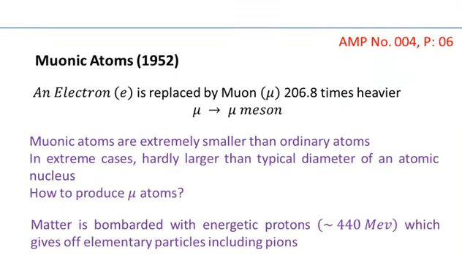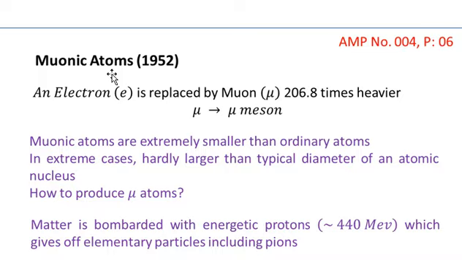Now I am going to discuss the muonic atoms. The discovery of muonic atoms was reported in the year 1952. In an ordinary atom or ion, we have electrons surrounding the nucleus or revolving around the nucleus. But in muonic atoms, instead of an electron, we talk about a heavier particle, which we call a muon, which has the same charge as that of the electron, but its mass is 207 times greater than the mass of the electron.